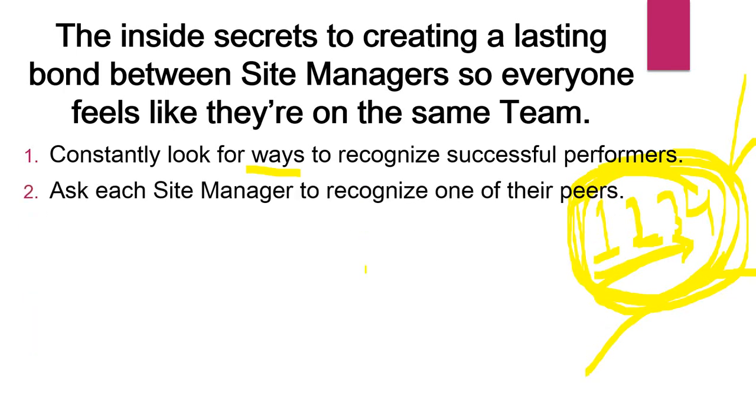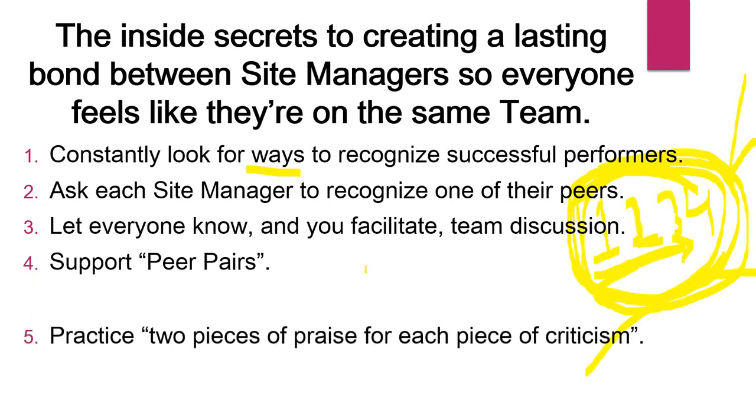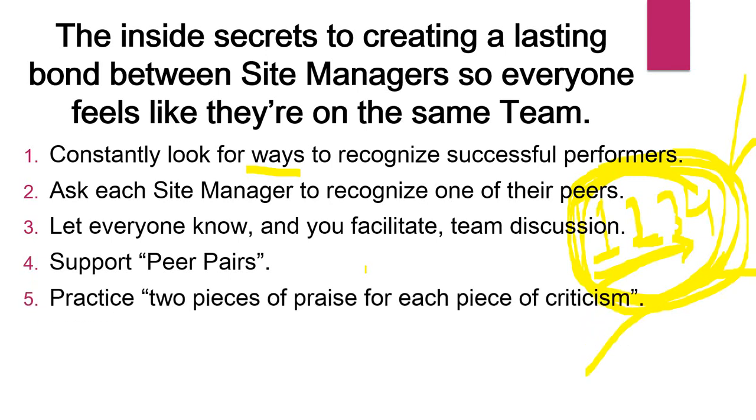Now ask each site manager to recognize one of their performers. Whoever is performing well at that particular site, ask your manager to recognize them, or they can recognize them in a group also. Next one, let everyone know and facilitate team discussion, support peer pairs. Practice two pieces of praise for each piece of criticism.